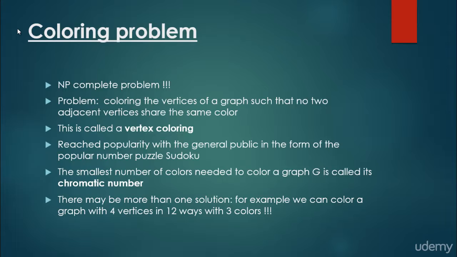And this problem reached popularity with the general public in the form of the popular number puzzle Sudoku. The smallest number of colors needed to color a graph G is called its chromatic number. There may be more than one solution, it's very important. For example, we can color a graph with 4 vertices in 12 ways with 3 colors.